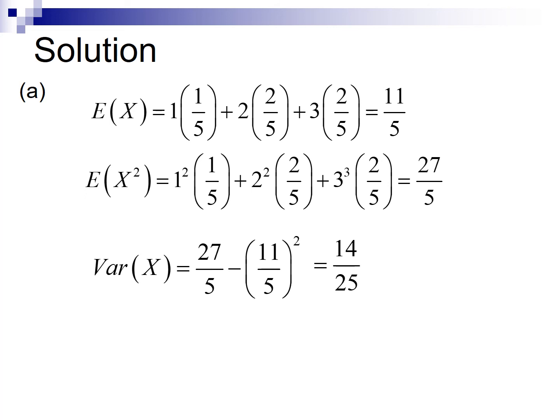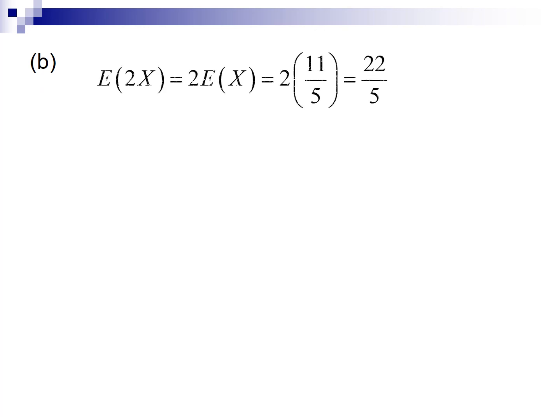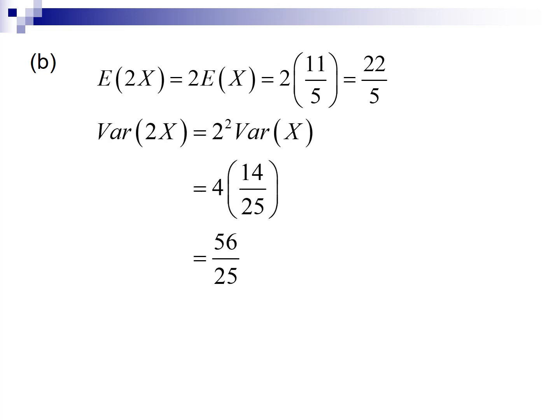Okay. Part B, applying the law of mathematical expectation. E(2X) is the same as 2EX. So 2 multiplied by 11 over 5, 22 over 5. And the variance of 2X is just 2 squared variance X. So you have 56 over 25.